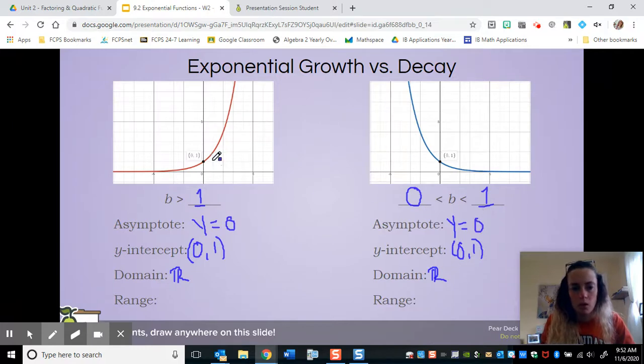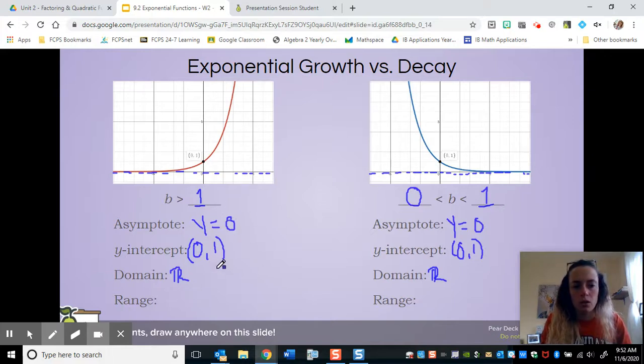If you notice, both of these graphs, if I draw in a dashed line at y equals 0, this graph gets really close and it looks like it touches, but it technically doesn't. And same thing over here. Again, just like your y-intercept, based on transformations that may happen, that asymptote can change, which we'll talk about in a couple slides.